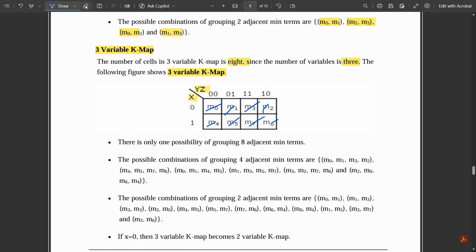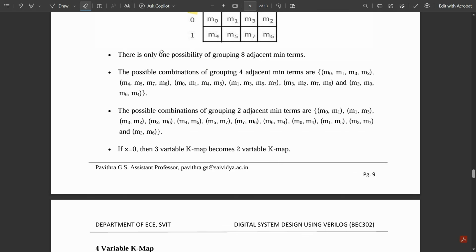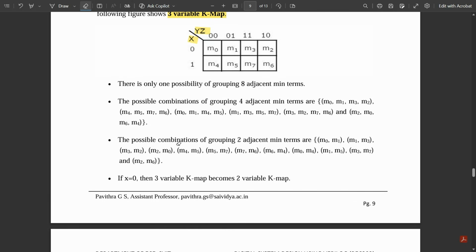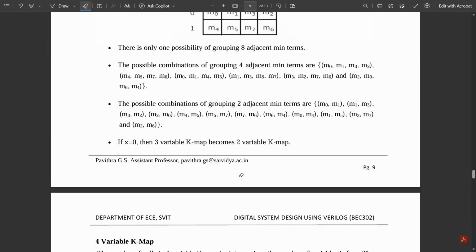Here, the grouping part, possible combinations are: a group of 2 can be done, like this. Also a group of 4 can be done. There are two groups of 4 here, you see here. In this case a group of 8 also can be done, because these are complete 8 elements that would be put in a single group. So that's why the combinations are 2, 4, 8. These are the possible combinations given here. Just go through it once, okay? So this is all about 3 variable K-map.